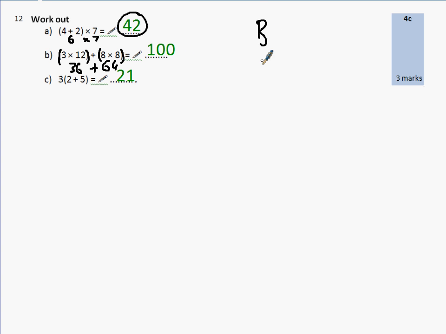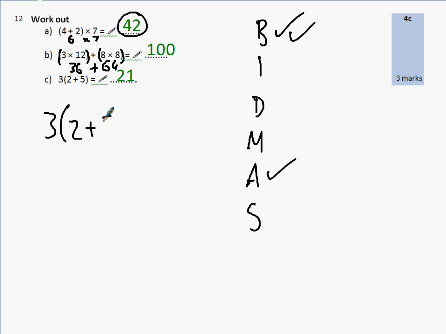Where am I getting all this from? I'm getting it from BIDMAS. So that's the order that you follow when you're calculating problems that have more than one step. So we started with the brackets, there were two pairs of brackets, so we did them, and then we did the addition. And in the last question, we've got 3 brackets 2 plus 5. Right, well, we'll work out what's inside the brackets first, and that is 7. So we've got 7 in the brackets and then 3 on the outside. 3 touching the brackets stands for 3 times whatever's inside the brackets. So then you need to do 3 times 7, which is 21, which is what I've got there.